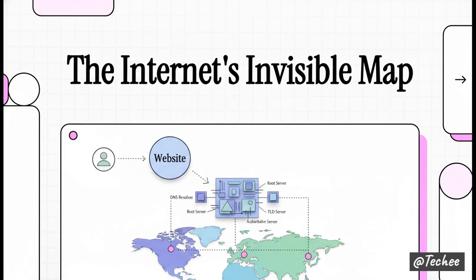Every single time you type a web address into your browser, you're tapping into a 40-year-old system that acts as the internet's invisible map. It's called the Domain Name System, or DNS, and it's one of the most critical and, honestly, overlooked pieces of technology that makes the modern internet even possible.